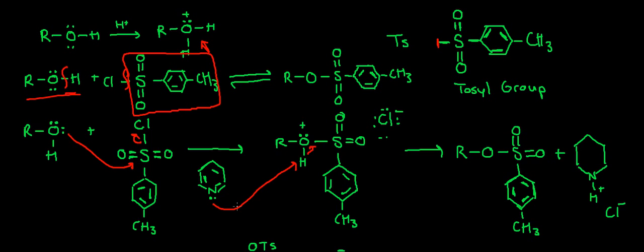So to do this, we take a tosyl chloride. The alcohol will go after the sulfur. The chlorine will take these electrons. It will go off on its own as an ion. The base will then take away this proton here to minimize side reactions, and we're left with the tosylate ester.